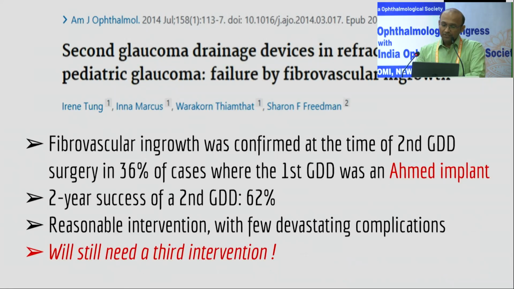So what about children? We are mainly worried about children because they are the ones who have a long life, and they are the ones on whom the tubes will fail. So this also found reasonable success with the second GDD, where in most of the cases, the first GDD was an Ahmed implant. But the catch here is most of the eyes will need a third intervention. So it is not like everything will get over with the second tube.